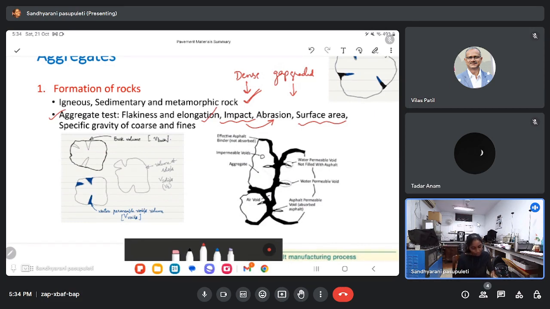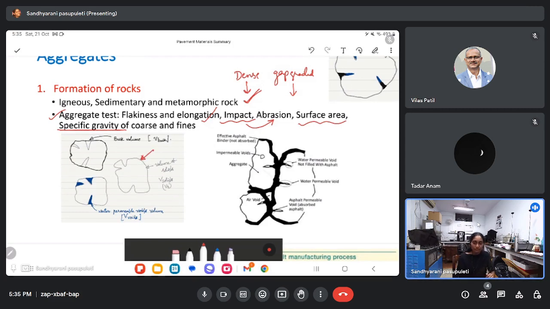And one of the important aggregate tests that we have discussed is the specific gravity. In the specific gravity, the three main specific gravities that we discussed were bulk specific gravity, apparent specific gravity, and effective specific gravity. And we also discussed that it is experimentally difficult to calculate the effective specific gravity in the lab, because let us say this is the aggregate.